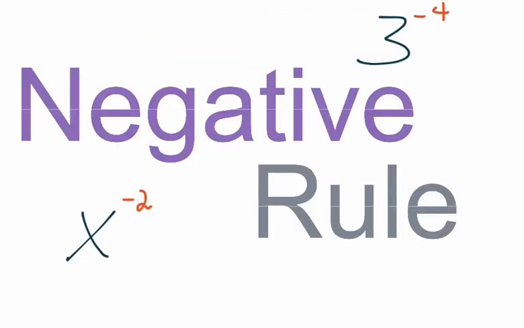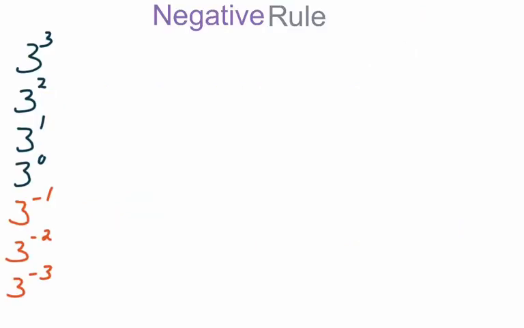All right, now let's look at the negative rule. So what if we have a negative exponent? We've done pretty well with the positives, squares, and cubes. We've done some multiplying with the product rule. We've raised them to powers. But now we've got negative exponents. So let's check this out. You have this on your paper, and I want you to think about this.